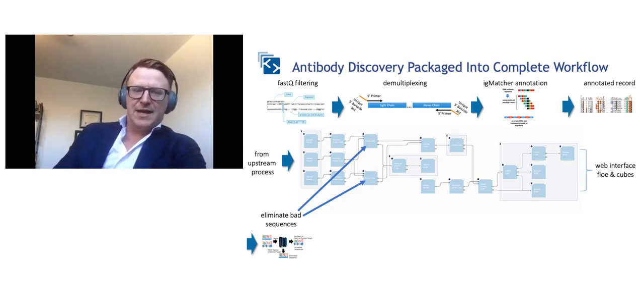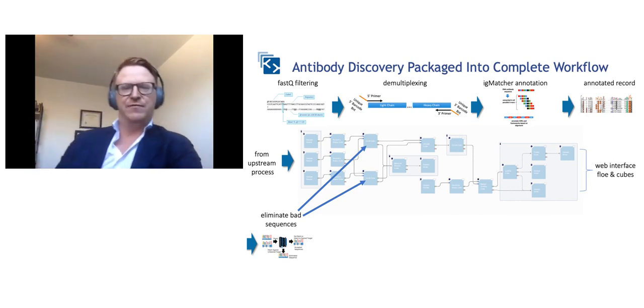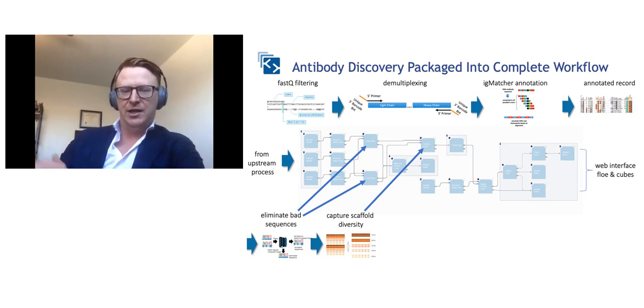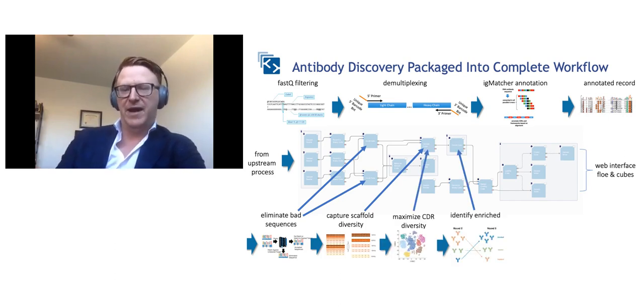We move this into downstream steps where we can eliminate bad sequences. These are sequences that you may have seen before, that you selected against, that you just want to avoid overall because you've already characterized them. Or it can eliminate those that have certain properties that you just don't want to have in your final output. One of the others is to capture scaffold diversity, so basically to broaden the germline capabilities, and then also our CDR maximization algorithm, which enables us to explore the CDR space much more efficiently.